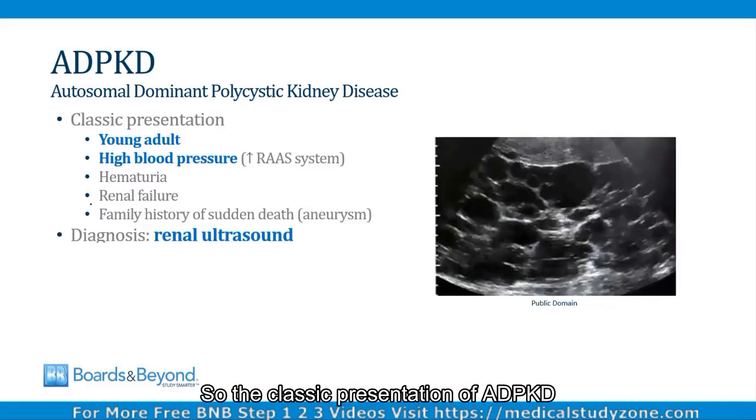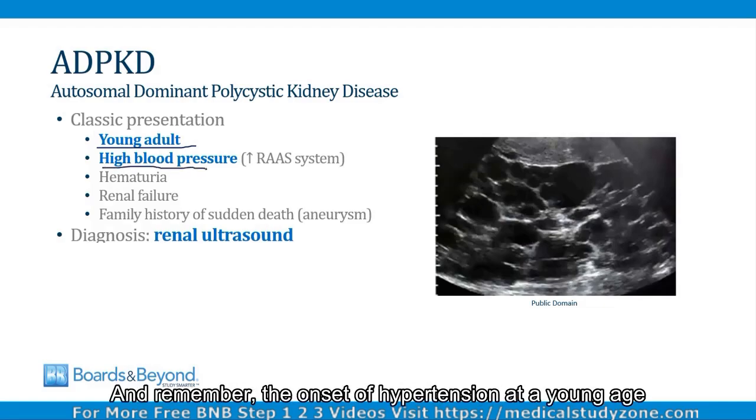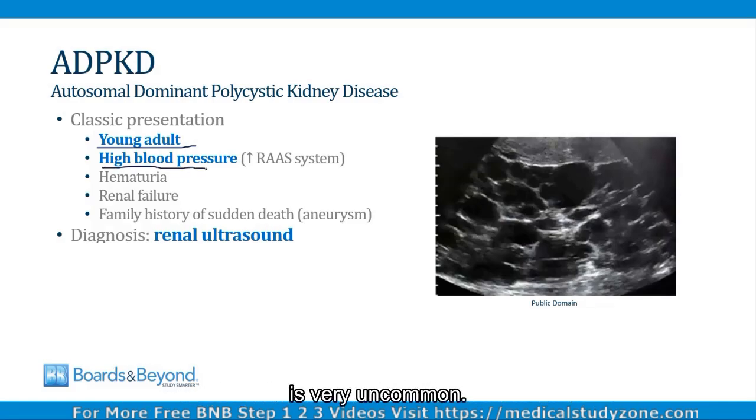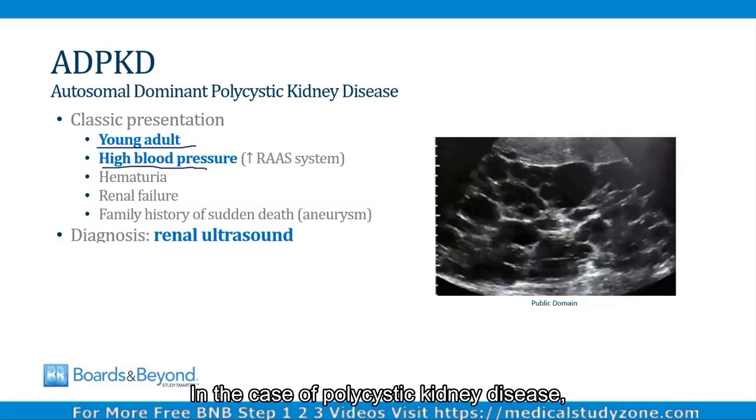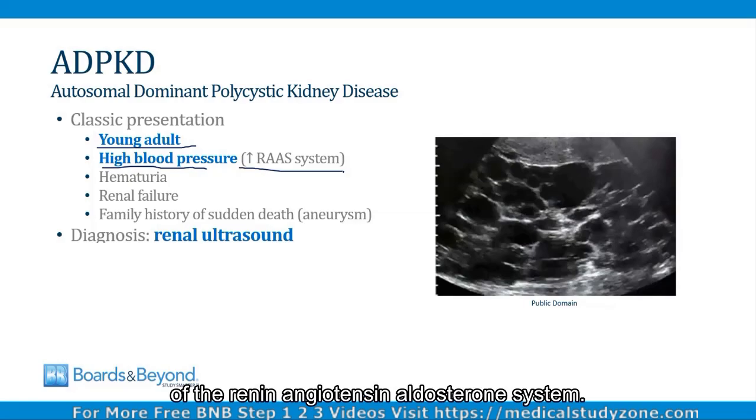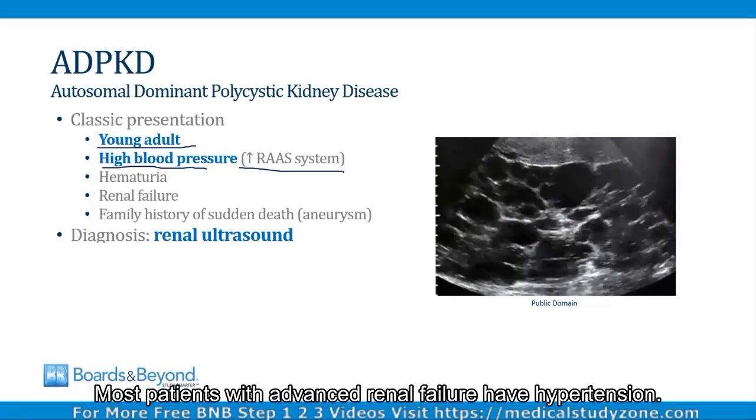So the classic presentation of ADPKD is going to be a relatively young adult, probably someone in their 20s or 30s who presents with high blood pressure. And remember, the onset of hypertension at a young age is very uncommon and almost always suggests a secondary cause of hypertension. In the case of polycystic kidney disease, the hypertension is believed to be through increased activation of the renin-angiotensin-aldosterone system. There can also be high blood pressure if renal failure is advanced. Most patients with advanced renal failure have hypertension.